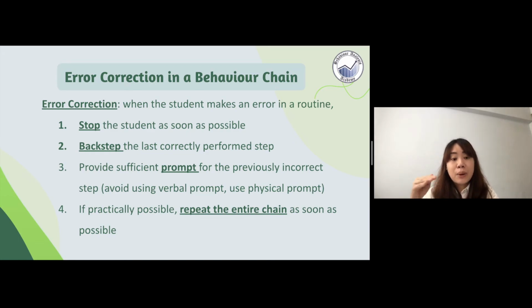And then from there, before he moves on to the next step, which is the incorrect step, you provide sufficient prompt, enough prompts so that the child does not make the error again. You can use different types of prompts, physical prompts. Avoid using verbal prompts in a behavior chain. And if it's practically possible, we know a lot of times it is not possible, but whenever it is possible, you can repeat the entire chain again.